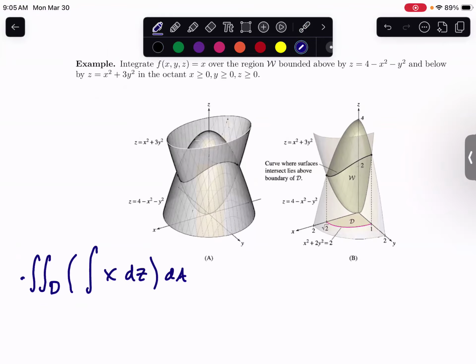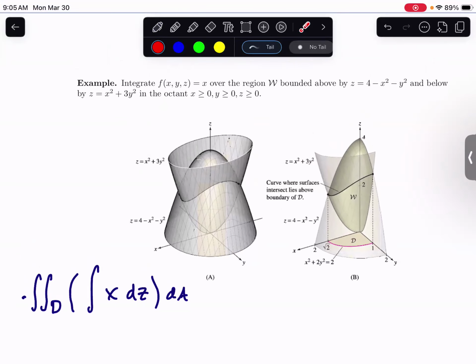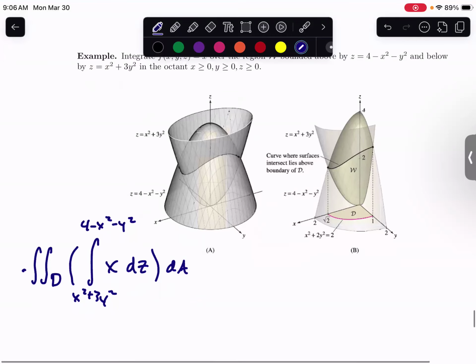And so with respect to z, you just follow what the problem tells you, right? So this isn't really the hard part. It's telling us we're bounded above by 4 minus x squared minus y squared. So that's the upper bound of integration that we have. And then we're bounded below by x squared plus 3y squared. And so you just integrate this with respect to z. Again, this isn't really the more challenging part.